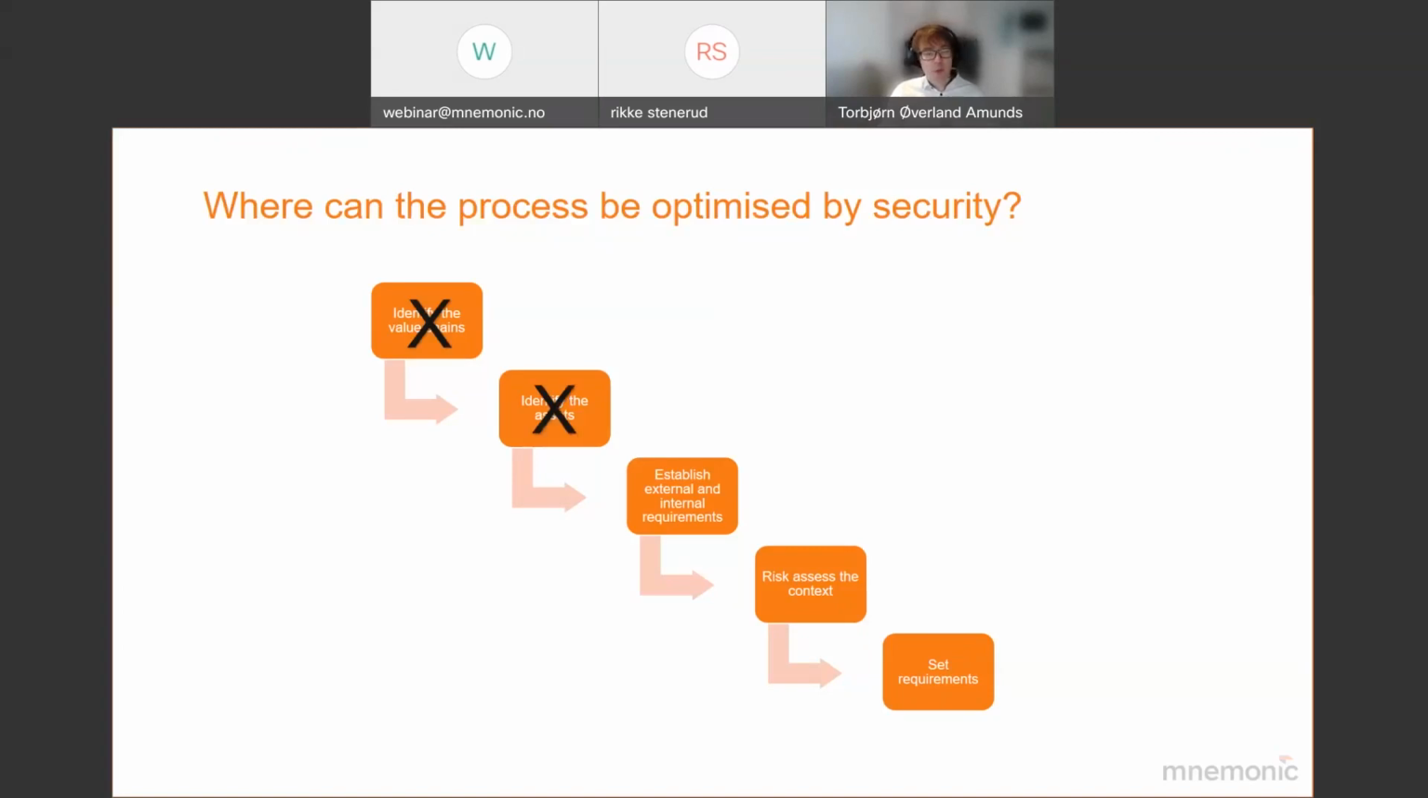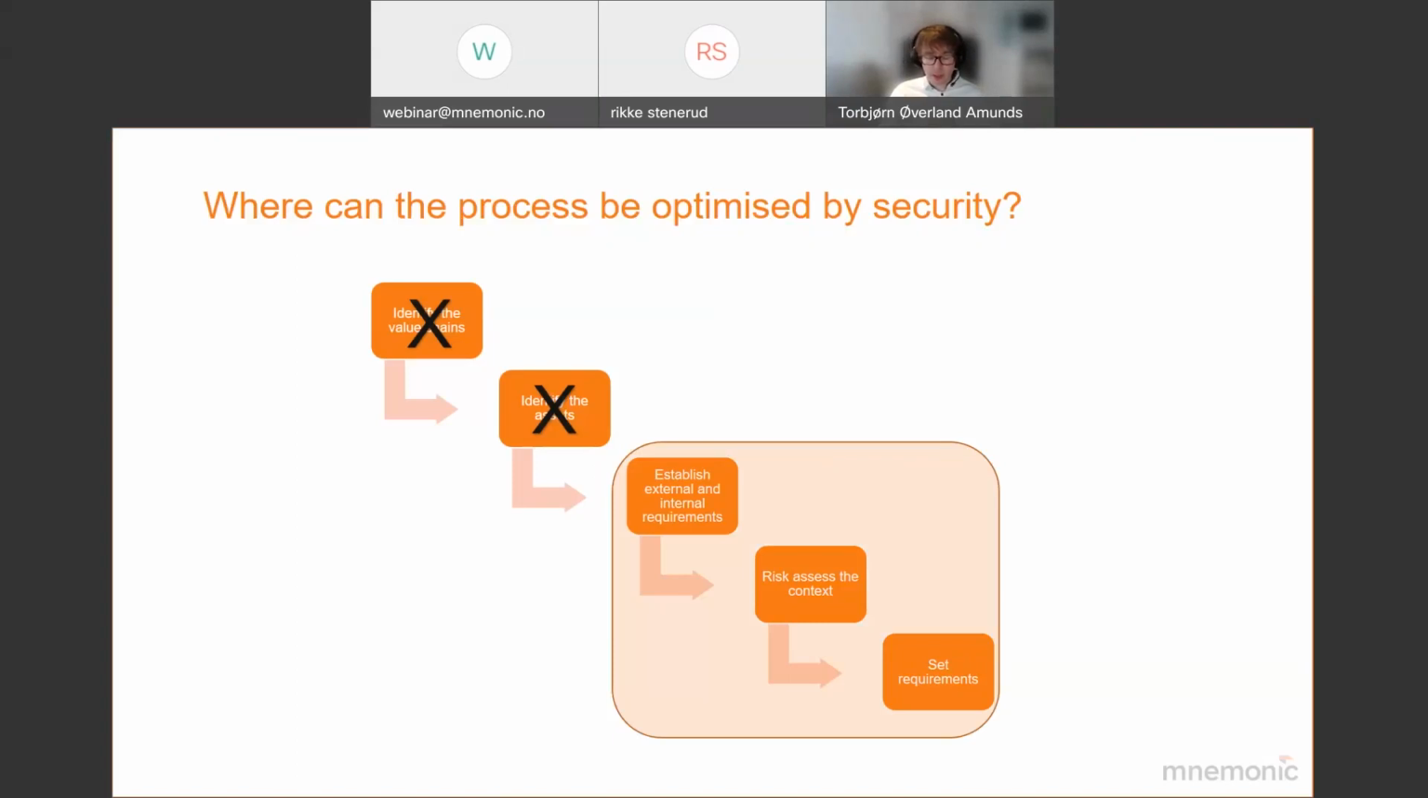And obviously, no one can do anything about the external requirements, but they are often high level, meaning that they need some sort of interpretation. And it's security that needs to interpret them if they are security related. And security itself owns the internal security requirements. So there we have active control in a way. So it's basically in these three last parts of the process where we can hope to optimize things.